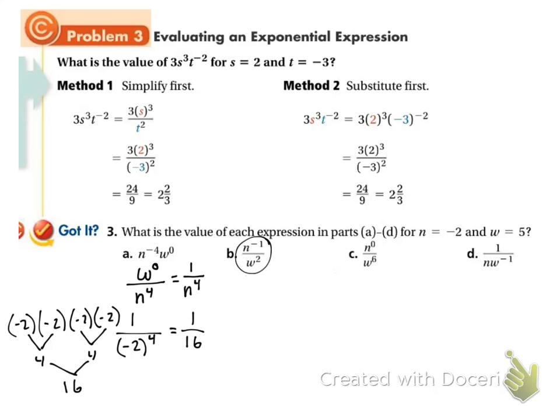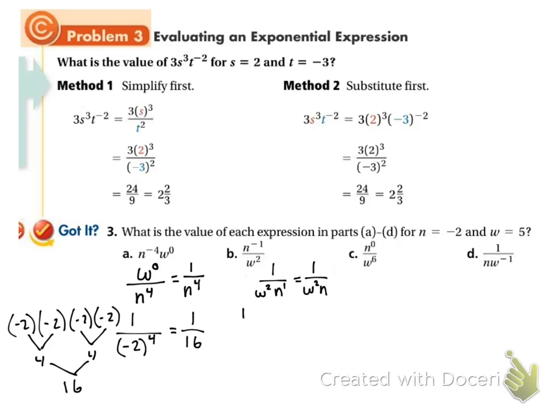Okay, let's look at this one. So the thing that needs to move is I need that n to the negative 1 to move. So that needs to move down, and the w squared is going to stay on the bottom. And then I need to move the n to the 1, which is just the same thing as 1 over w squared n. So let's plug in.